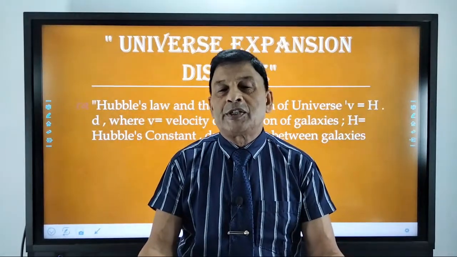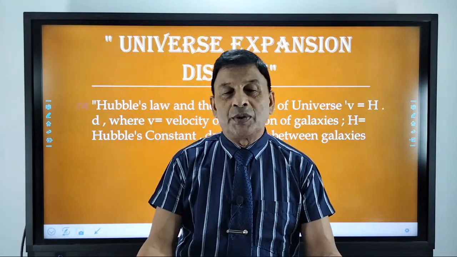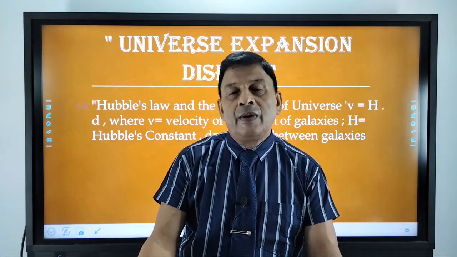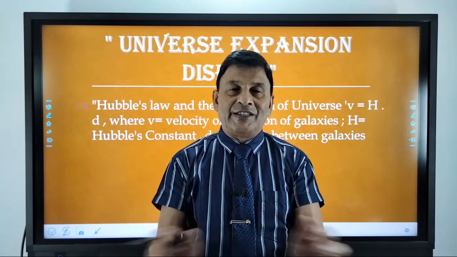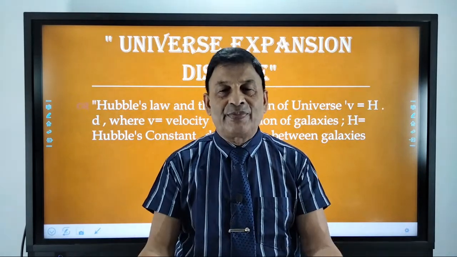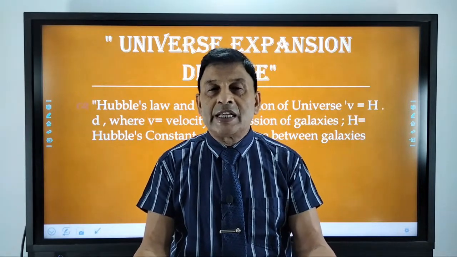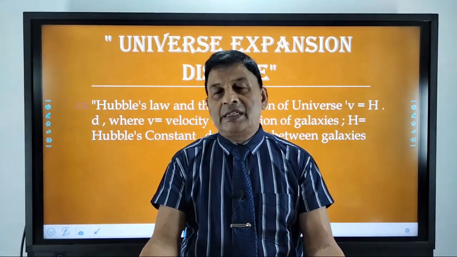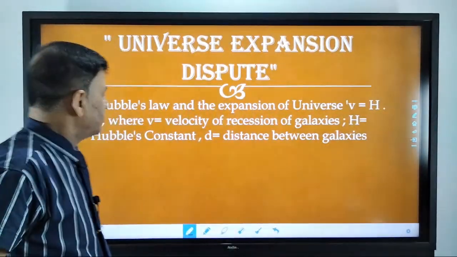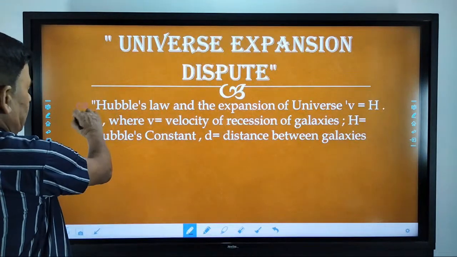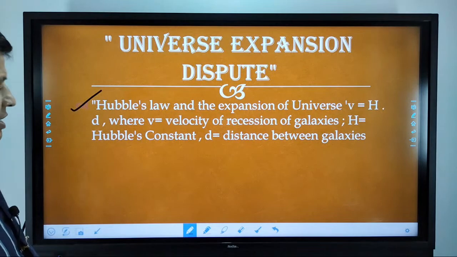Hubble's law and the expansion of the universe. Here is an expression: V is equal to H into d, where V stands for the velocity of recession, the separation of the two galaxies, and d is the distance between the two galaxies. H is a constant called the Hubble constant. This is the law, and Hubble is the name of the physicist. You can see the fact here too.